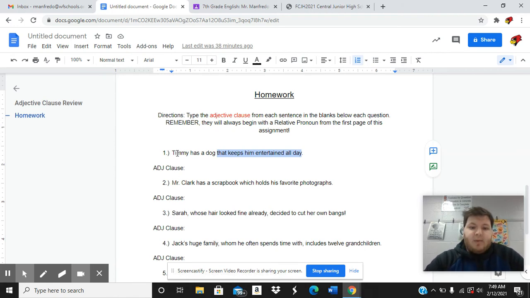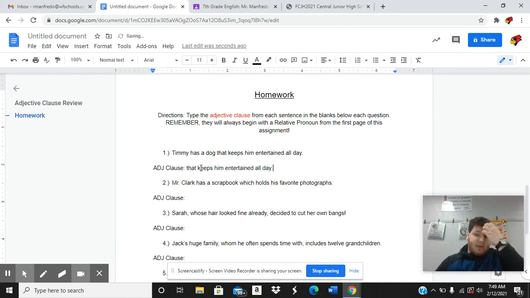So Timmy has a dog. We have a subject right here. We have our verb in has right here. And this makes complete sense. Timmy has a dog can stand alone by itself. It is independent. And so since this just confirmed our answer, our adjective clause, which is a dependent clause, can be that keeps him entertained all day. And it's as simple as that, people.